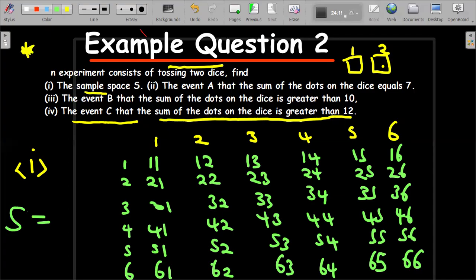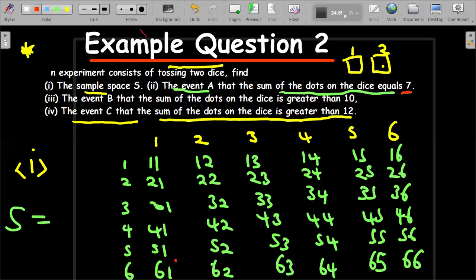So now to answer the second one here, they're saying find the event A such that the sum of the dots on the dice equals 7. Okay, so you just want to pick numbers here such that when you add them, remember these are not 32s, 23s, no, they are 1, 3, 2, 3, just like that. So we want to pick numbers from this sample space here, such that when we add them, they're going to give us what? 7. Okay, so which numbers can we add so that we get 7?